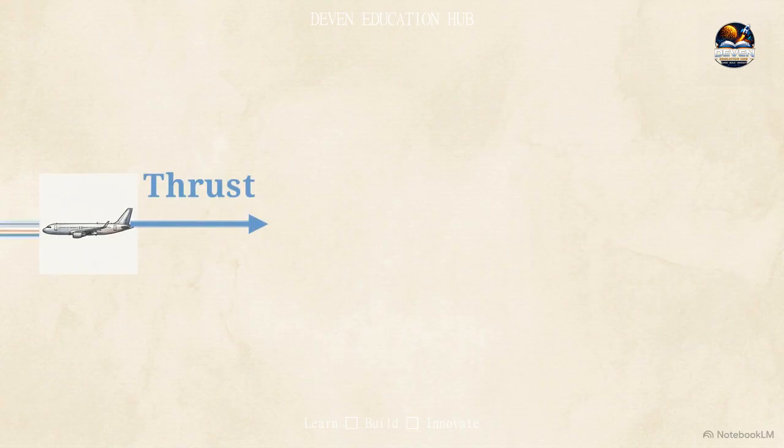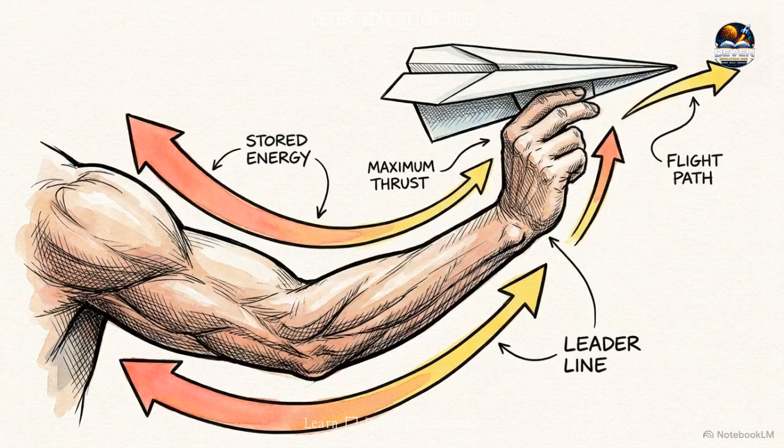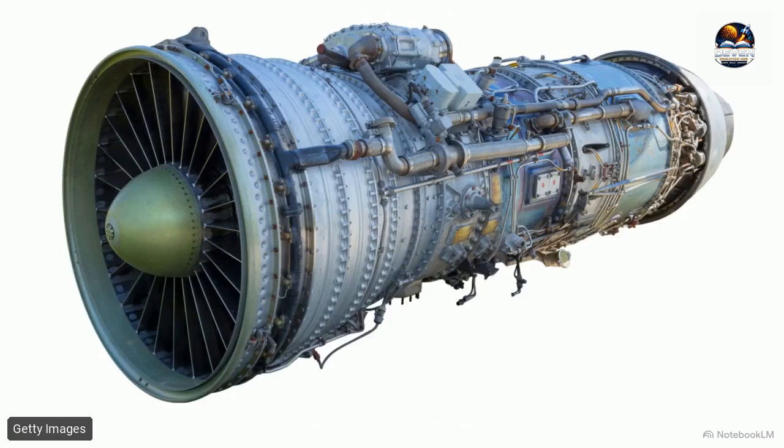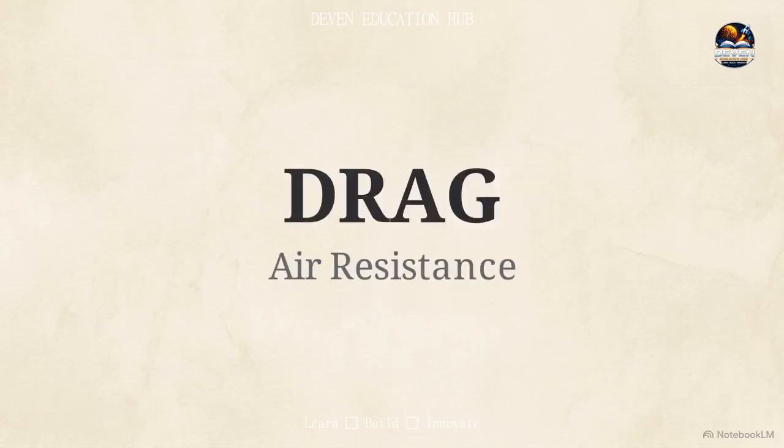Thrust is simply the push that propels an object forward through the air. When you throw a paper airplane, your arm provides a quick burst of thrust. But because a real airplane is so heavy, it requires massive, continuous propulsion from jet engines to keep it moving. Fighting that forward movement is the fourth force, drag.